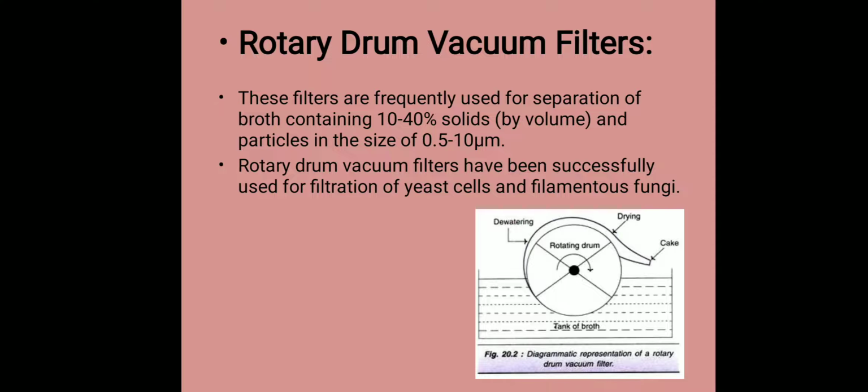As you can see in this image, the filtration unit consists of a rotating drum, and that rotating drum is partially immersed in a tank of broth. As the drum rotates, it picks up the biomass, which gets deposited on the drum in the form of a cake. This filter cake can be removed very easily using a scraper.